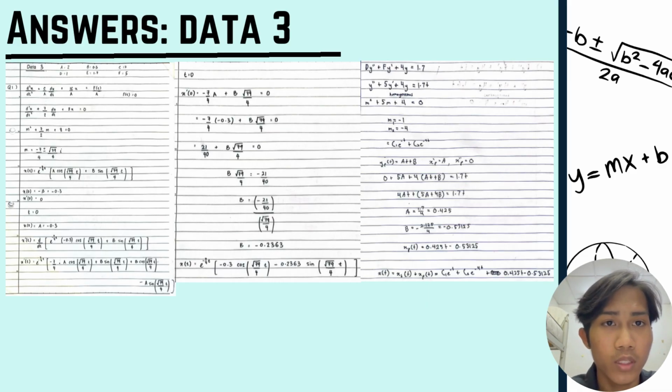So for question 1, the formula given is d squared x over dt squared plus c over a dx over dt plus 16 over a x equals f(t) over a. So f(t) is 0. After we substitute the given values of a to f into the formula, we get d squared x over dt squared plus 7 over 2 dx over dt plus 8x equals 0.